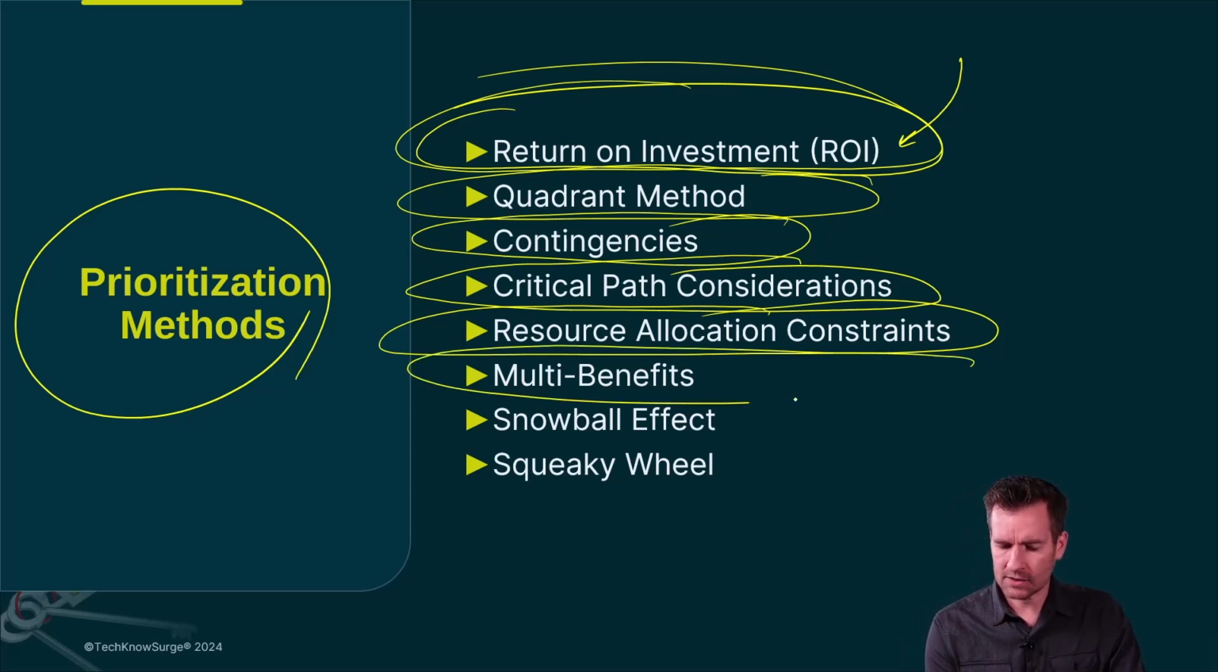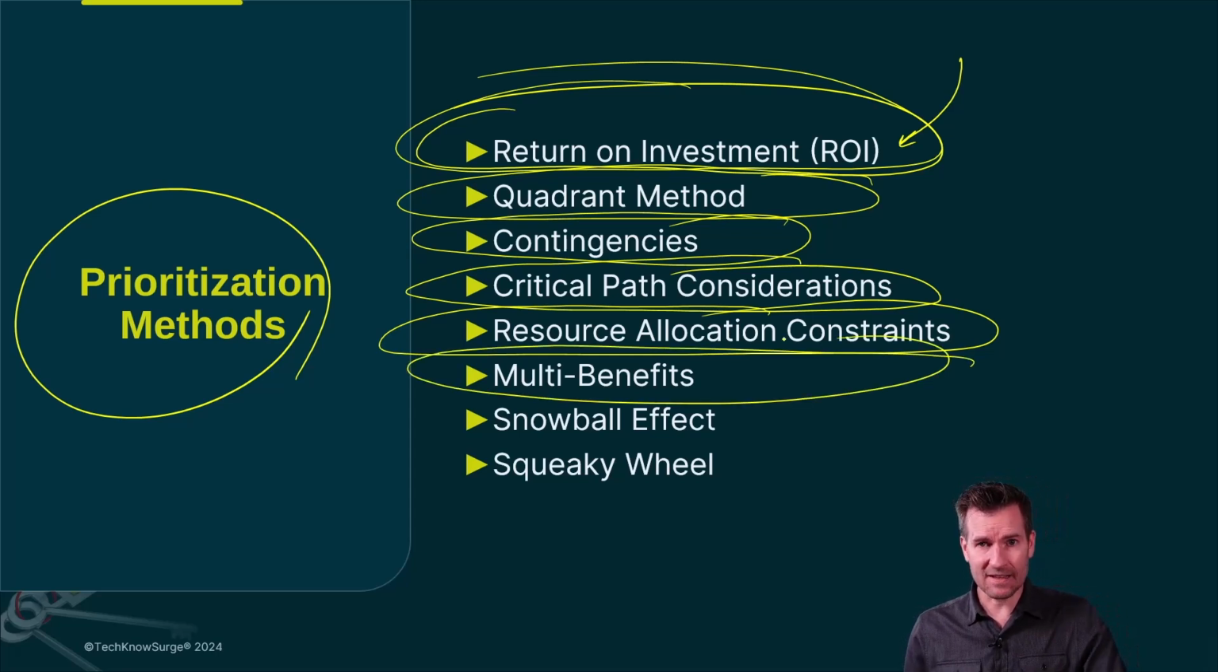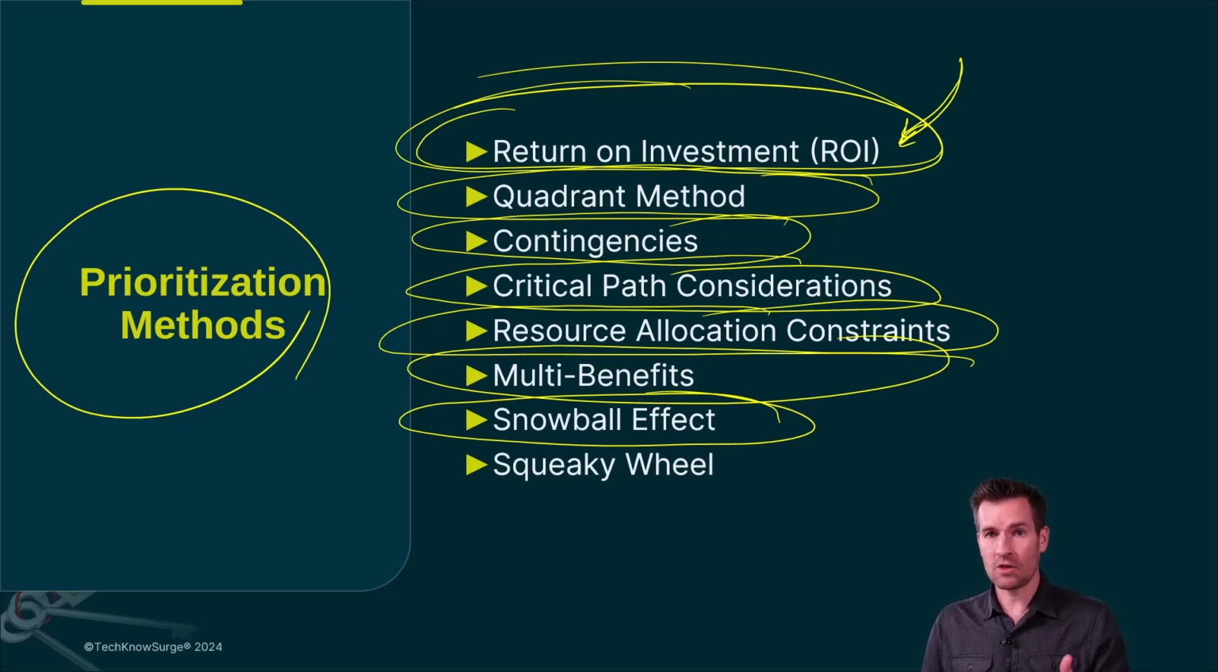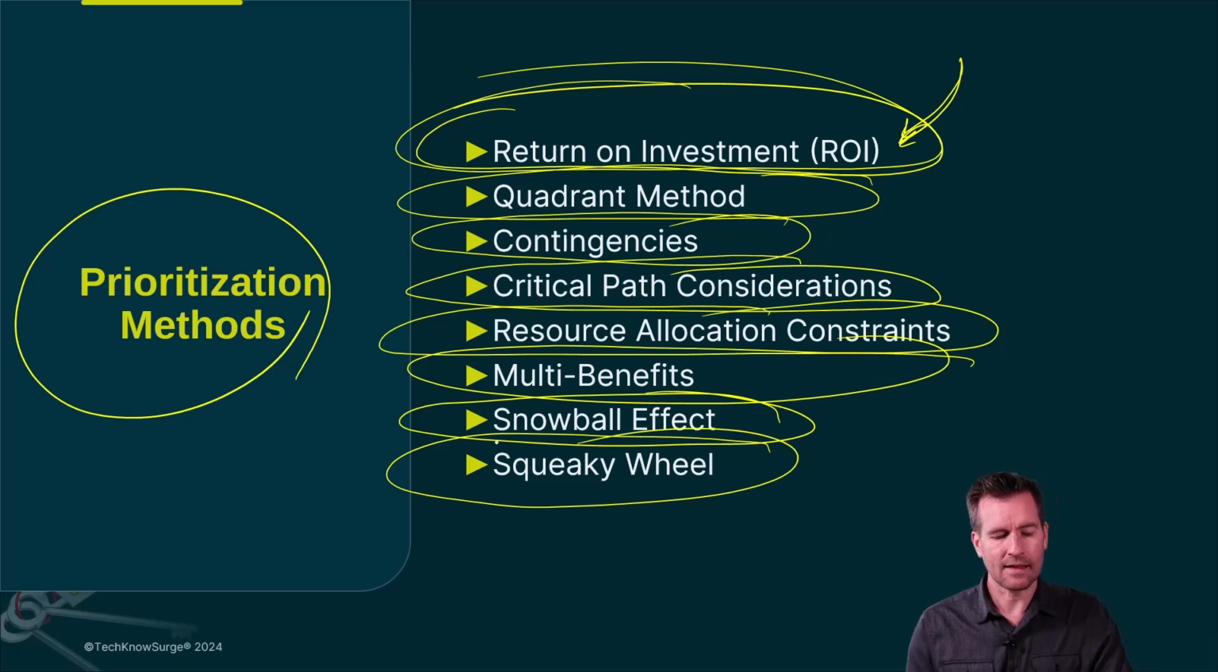There are times when certain projects have multiple benefits that fall outside of just the strict return on investment measurement. There's also something I call the snowball effect, where you can start knocking projects off the list, and getting that momentum can really help you power through a lot of projects at once. And then there's also this squeaky wheel effect. So these are some other reasons why I might override this idea of return on investment and shuffle things around in a different order.